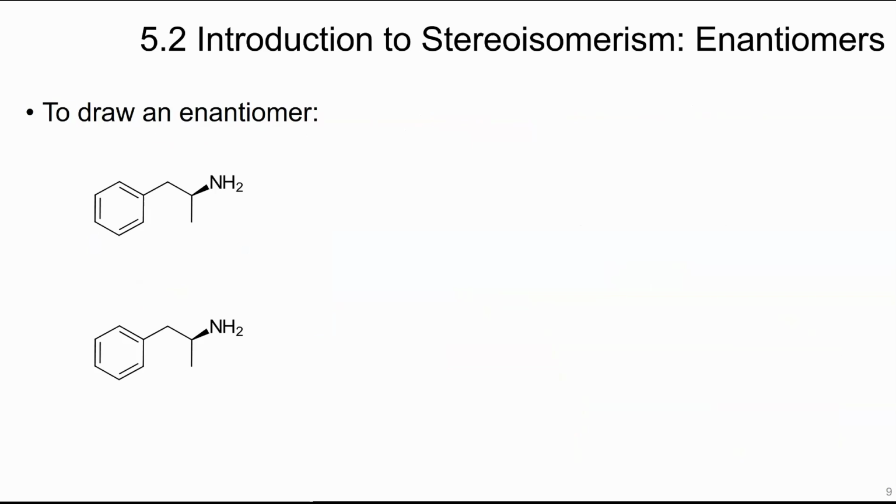To draw an enantiomer, there are two ways that I can think of to do this. The first is to draw your mirror plane and draw the reflection of the structure. The other way is to just draw the structure as it is and flip the stereochemistry. This goes from being a wedge to being a dash.